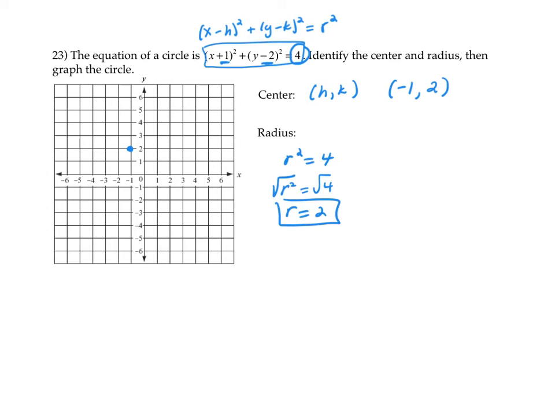As far as graphing goes, when you start from your center, you want to go 2 squares or 2 units in every direction. So go 2 to the right and put a point, come back to center, go 2 up, put a point, come back to center, 2 to the left, back to center, 2 down, and those will be 4 points on your circle. So connect the dots as smoothly as you can to create a circle. Not too bad. And that's it.